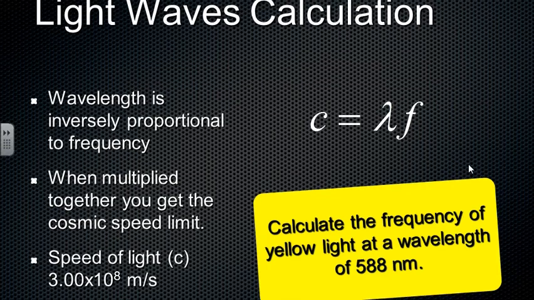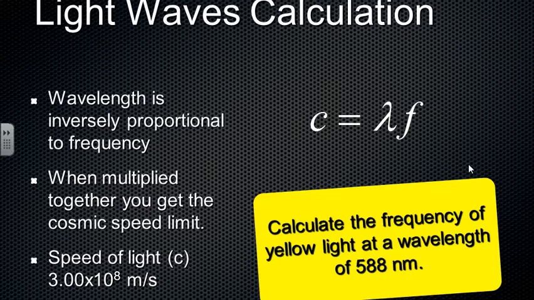Okay, so we actually want to calculate these wavelengths. So wavelength is inversely proportional to frequency. So if wavelength goes up, frequency goes down, and vice versa. So when you multiply them together, you get the speed of light. Okay, so the speed of light is always the same. We're going to use 3.00 times 10 to the 8th meters per second.